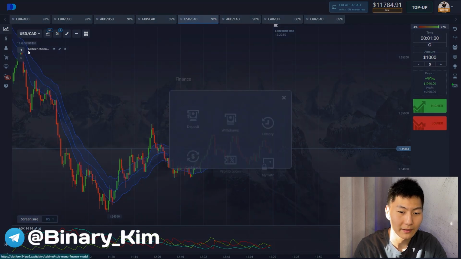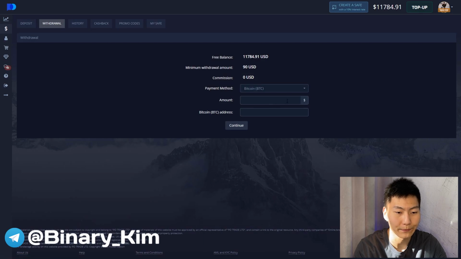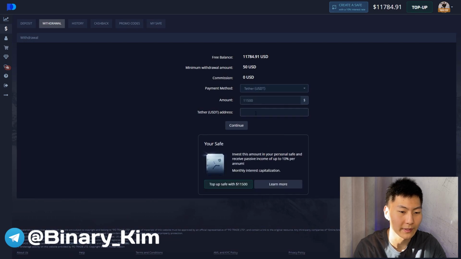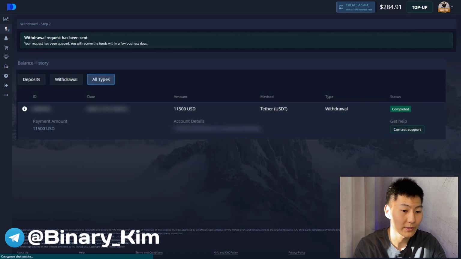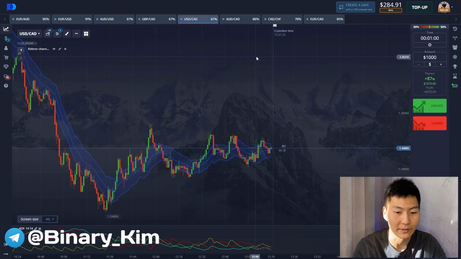I have some results. Let's move on to the withdrawal. I'll withdraw, let it be 11,500, I think. Press the continue button. Our transaction has been processed. I'll show the screen as usual. This is what we managed to reach today with the help of these indicators and the martingale method.